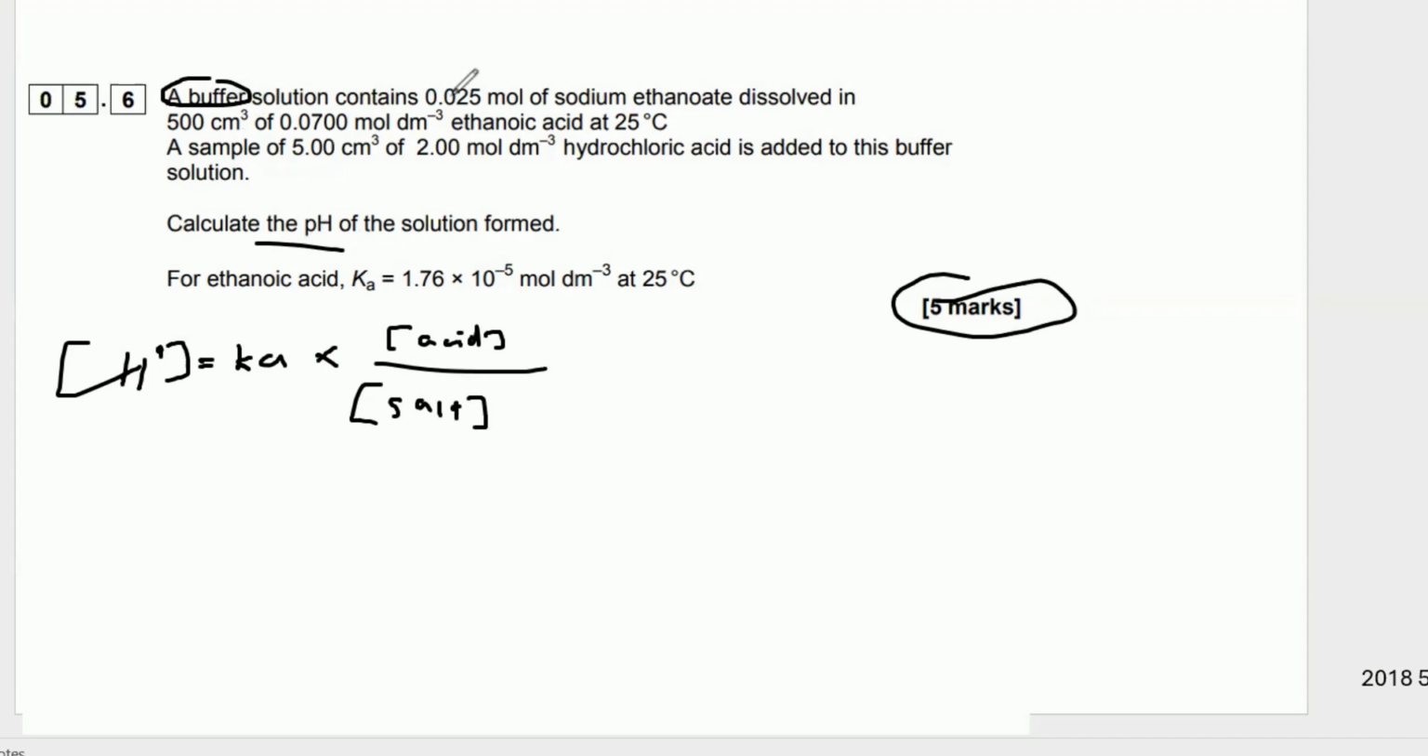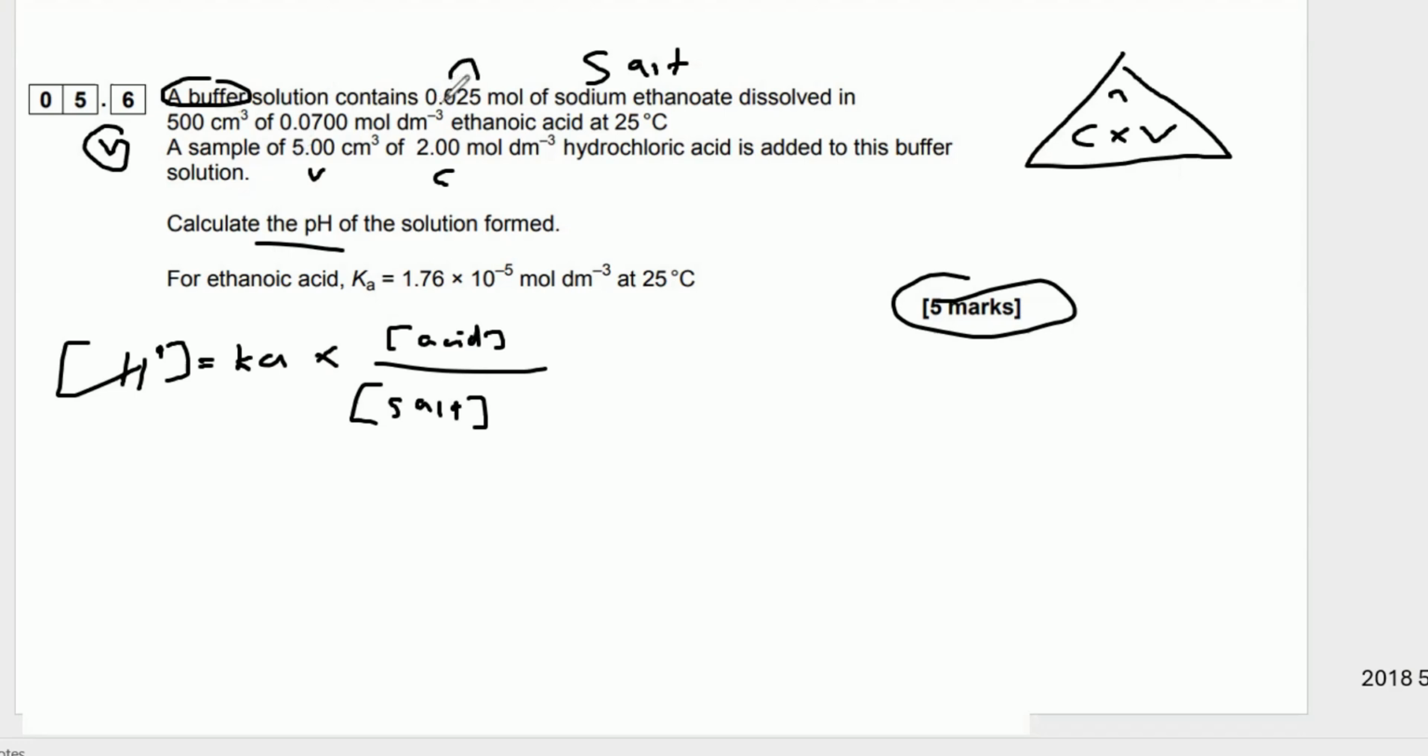What have I been given? I've got 0.025 moles of sodium ethanoate. So that's my salt, and you've been given moles, dissolved in 500 centimeters cubed. I've been given volume, and I've been given concentration there. And we've also been given volume and concentration of hydrochloric acid. So you definitely know you're using this, but we've got no mass in grams on this one, so probably leave the mass alone. We won't need it. You'll literally just need n over CV. And you'll have to take into account that the moles of the acid and the salt are going to change.